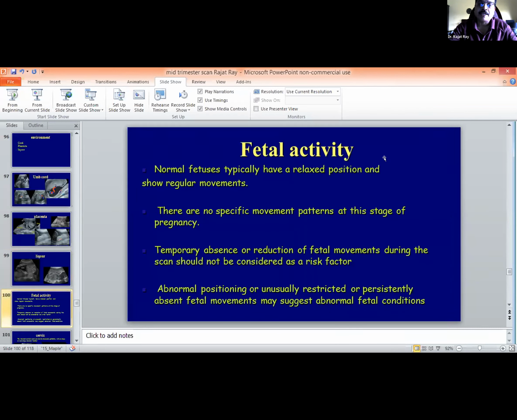Then look at the fetal activity. When you are doing the ultrasound, always keep an eye on the fetal activity. Normal fetuses typically have a relaxed position and regular movements. There are no specific movement patterns at this stage of pregnancy. Temporary absence or reduction of fetal movements during the scan should not be considered a risk factor. Abnormal positioning or unusually restricted or persistently absent fetal movements may suggest abnormal fetal conditions.